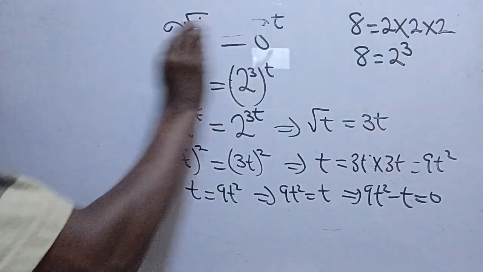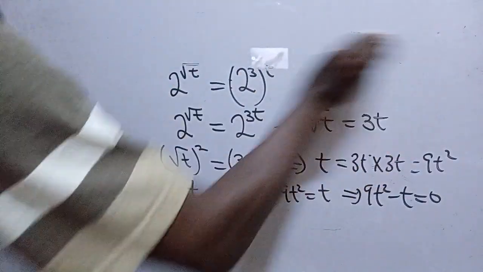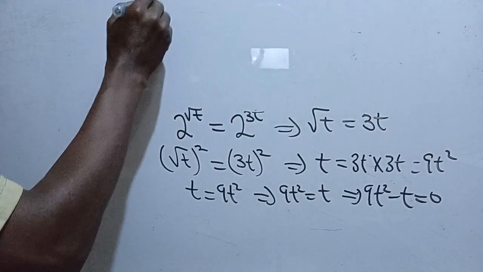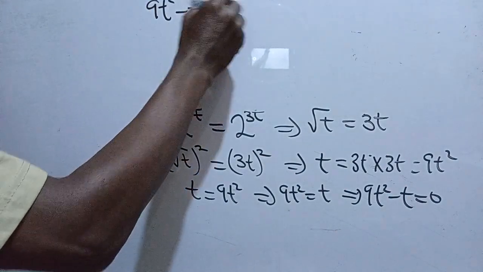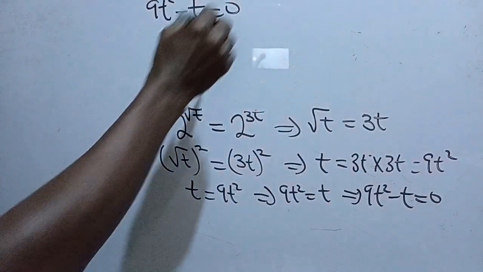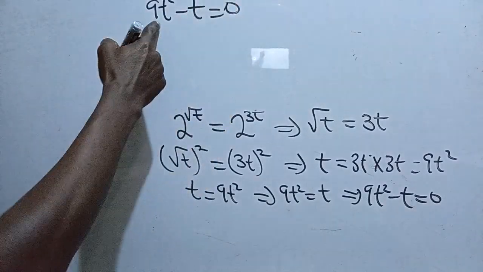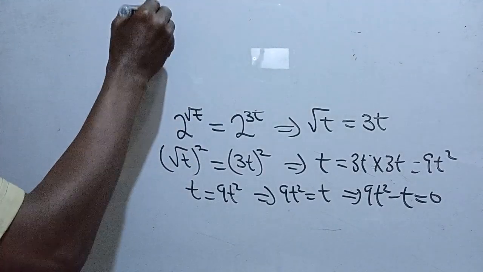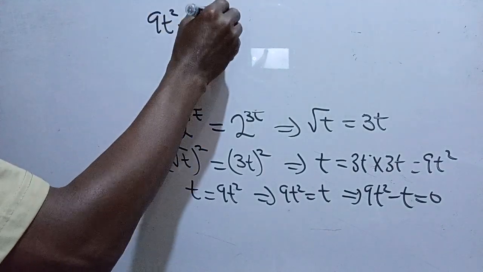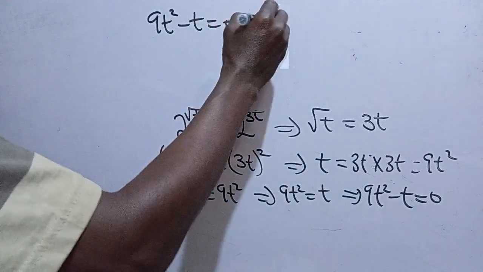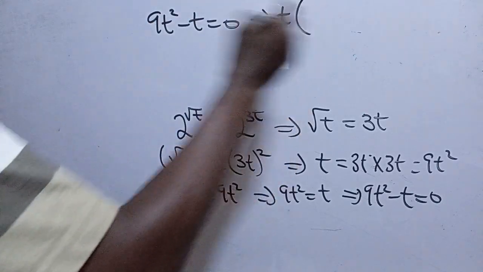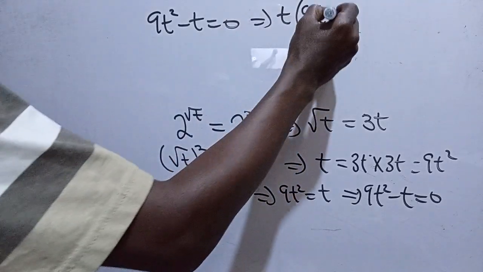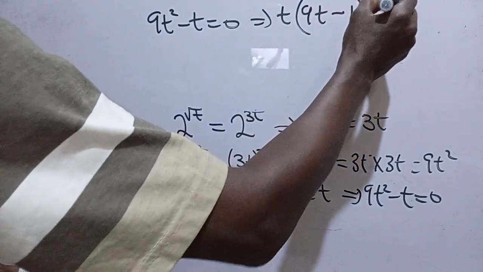This has given us a quadratic equation. So let's solve that. 9t squared minus t equals 0. With that now, we can say t is common. Let's write it appropriately. 9t squared minus t equals 0. Since t is common now, you can factor out by saying t into what you have left here. By the time you remove t, it will be 9t, then minus 1 is equal to 0.